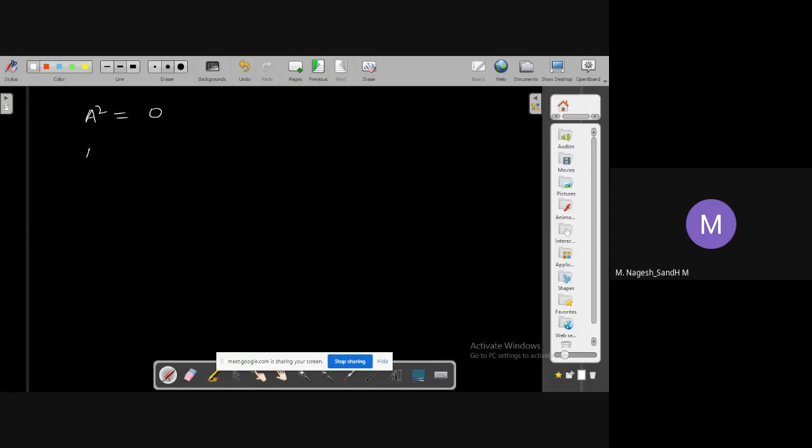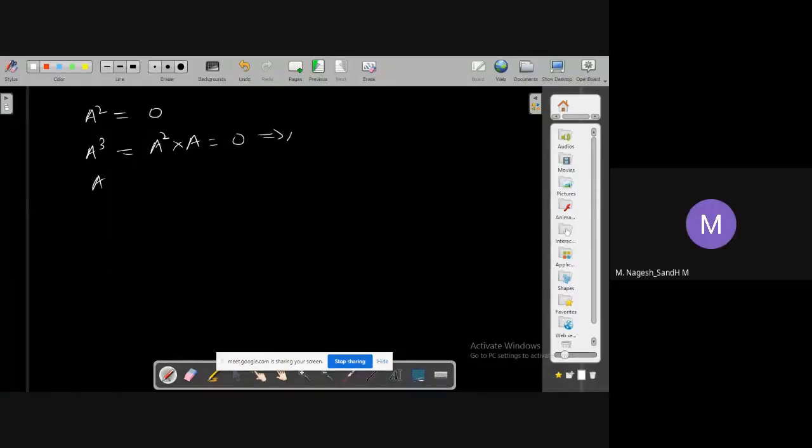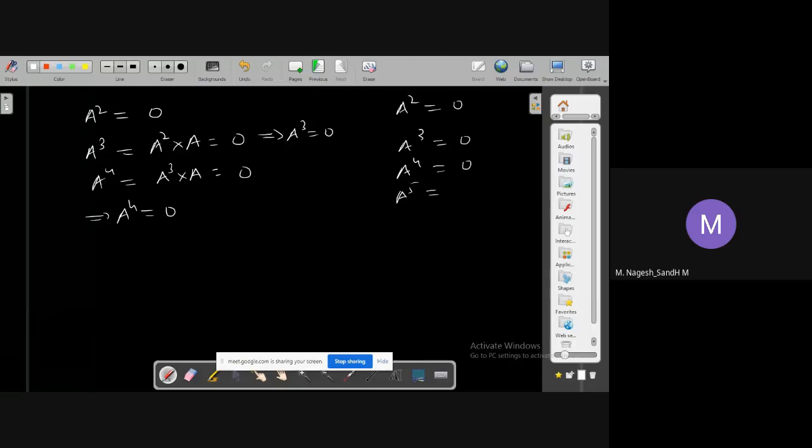If A square equal to 0, can anyone say what is A square into A? Zero. It is also 0. Yes, A cube is 0. Now A power 4, what is that? A cube into A, zero. It is also 0. So A square equal to 0, A cube equal to 0, A power 4 equal to 0, A power 5 equal to 0. Zero means null matrix.